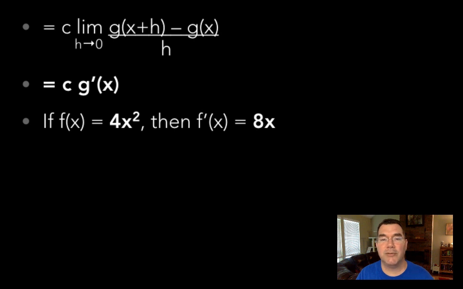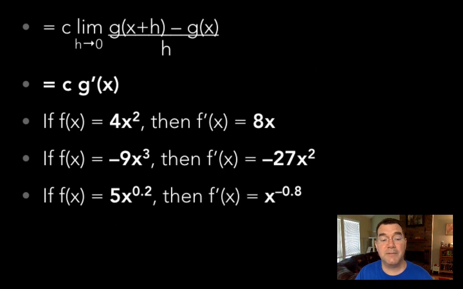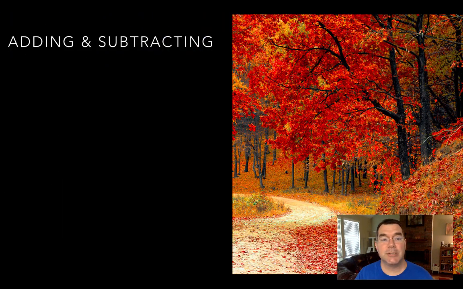I knew that the derivative of x squared was 2x, so the derivative of 4x squared is going to be 4 times 2x, which is 8x. Similarly, if the function is negative 9x to the third, then the derivative is negative 27x squared. If the function is 5 times x to the 0.2, then the derivative is x to the negative 0.8. Okay, so some examples of that.